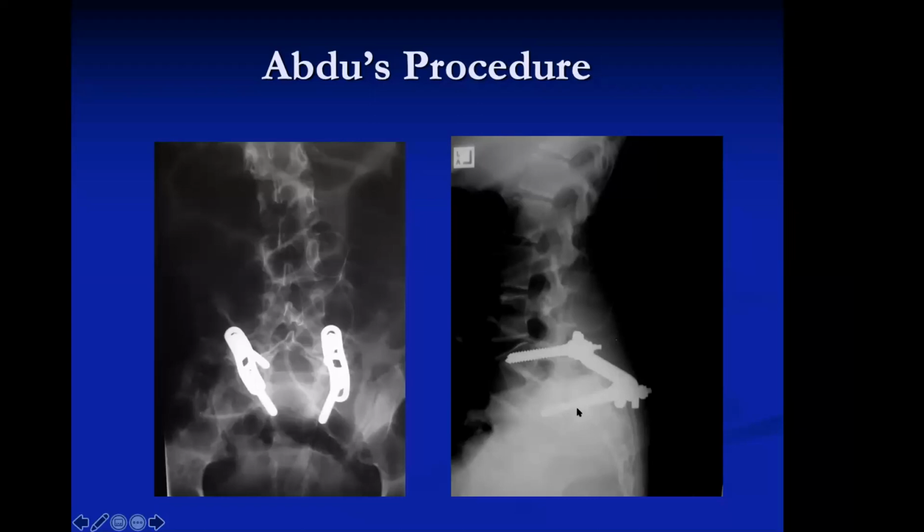The length of this screw is usually 65-70 mm, which is usually not in the implant set. So you have to specially ask them to make it, or see to it that they are available when you are doing this particular procedure. This was described by William Abdu.